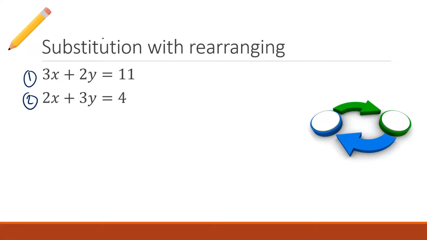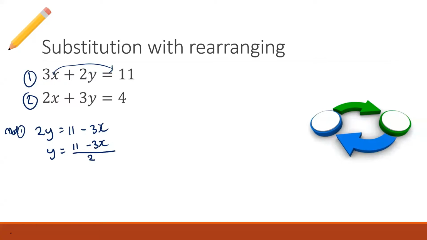In equation 1, we're going to take equation 1 and we're going to change it. So I'm actually going to write down this one, that's what I usually do. Modify equation 1. 2y equals 11 minus 3x. I've moved this 3x to the other side. Now, if I then take that and I write down y equals 11 minus 3x divided by 2.